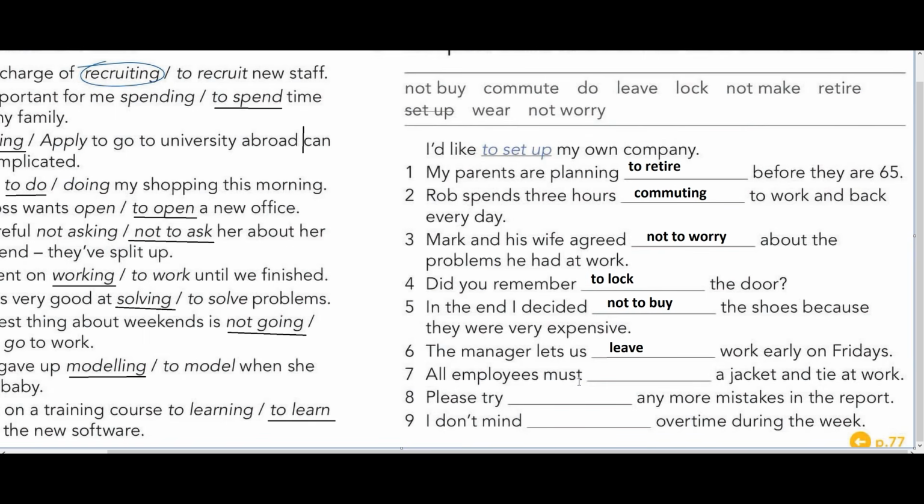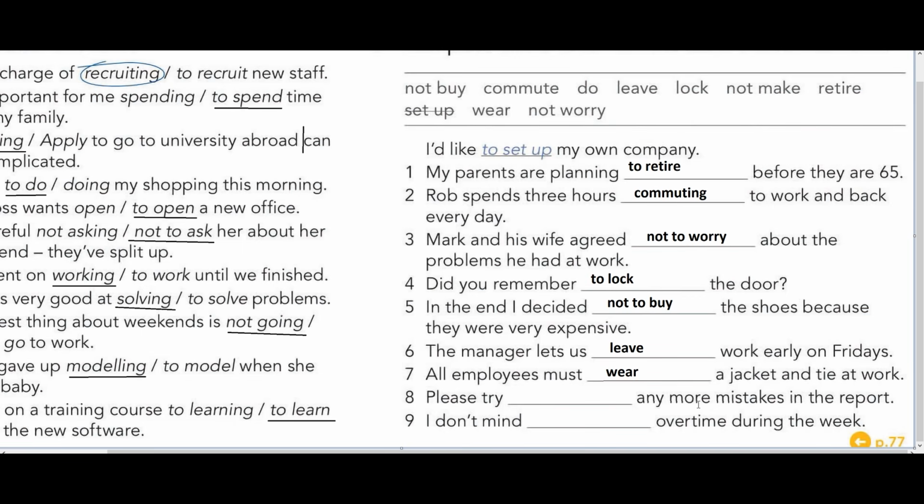All employees must. Must, it's a modal verb. So again, the same case as the 6th one. So, must a jacket and tie at work. Wear. So all employees must wear. It's not like to wear or wearing. After modal verbs, we use infinitive without to.